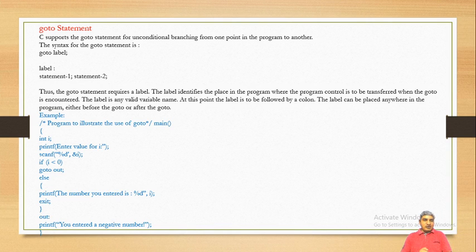Very simple. Now a program to illustrate goto. First the main function. Now integer i. printf enter value for i. This message is displayed on the screen, because printf is an output function, terminated with a semicolon. Now scanf %d in double inverted commas. Why %d? Because i is an integer, and &i. Now i is the input.